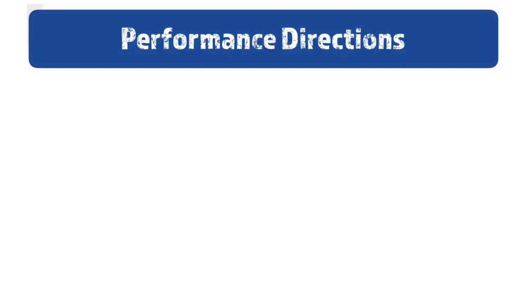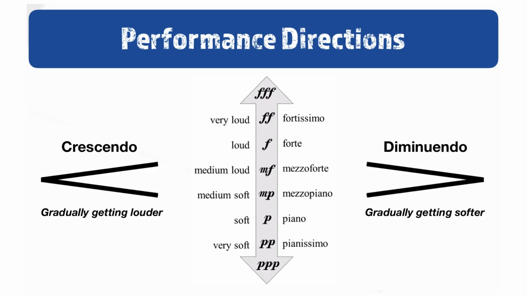Finally, we have performance directions and other symbols on written music that give us additional instructions on how to perform. These cover things such as dynamics, which tells us how loud or soft to play, and tempo, which tells us how fast or slow to play. Here are some more of the commonly used symbols and instructions found in written music.